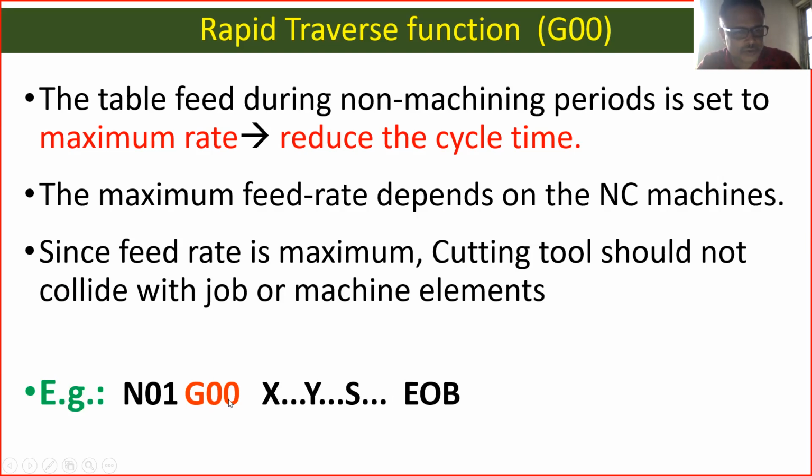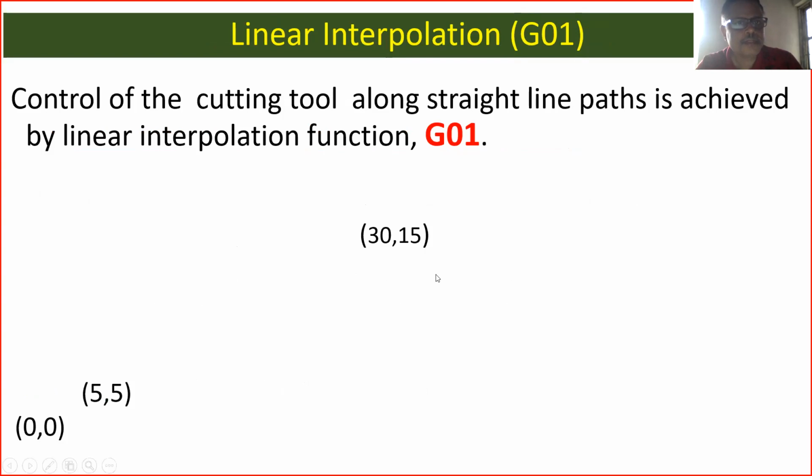So when G00 is used, you can use either the X value or Y value, and if it is a lathe machine, the Z value. Those things we have to use. When you write G00, you have to understand that no machining is done in G00. Okay, next is linear interpolation, G01.